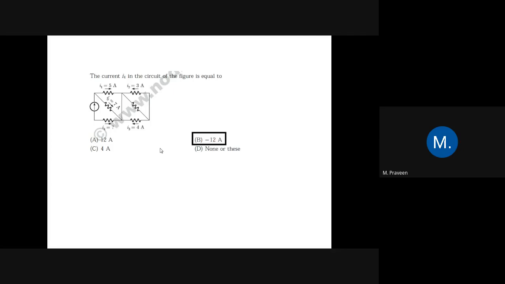It's a very simple question. Just you are going to apply KCL. So if you apply KCL, you can find first I. After that, we can find I4. Okay. So the answer for the question is option B, which is minus 12 amps.